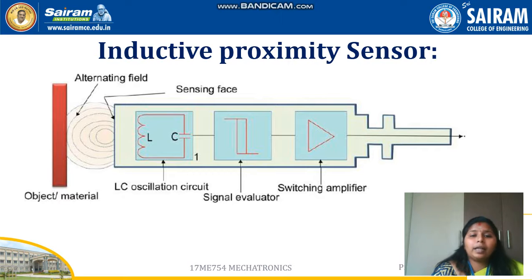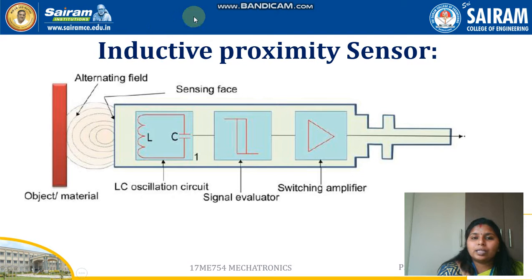So the next one is the inductive proximity sensor. This is the arrangement of an inductive proximity sensor, which consists of a coil wound around a ferrous non-metallic core, a detector circuit, and a solid state output. With the supply voltage, the oscillation circuit is here. This oscillator produces a high frequency field, which strikes the target material and detects the presence of the object.